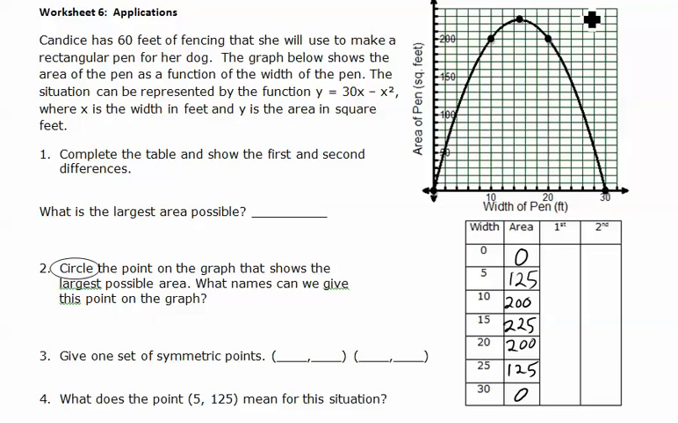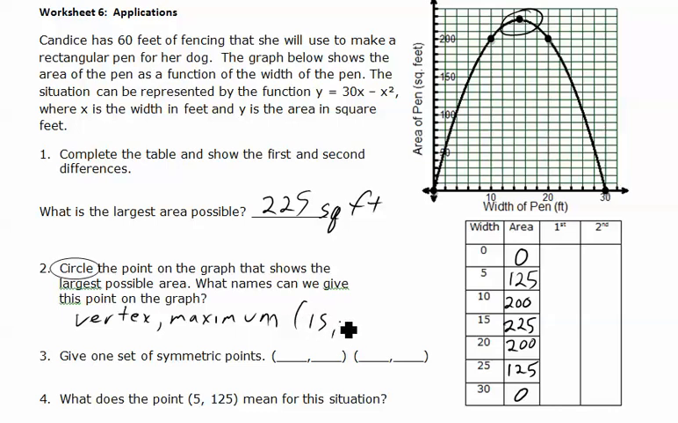So what's the largest area possible? We just talked about that. So it is 225, and we can put a label on it, square feet. Circle the point on the graph that shows the largest possible area. So we talked about that too. Do you remember where it was? Largest possible area is here. And what names can we give this? Well, we can call it the vertex. We can call it the maximum. Or we could call it the point 15, 225.